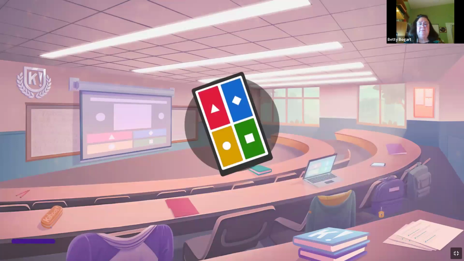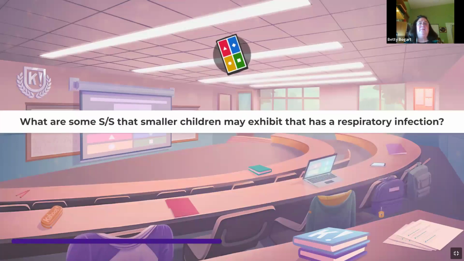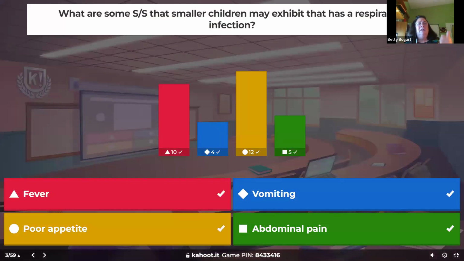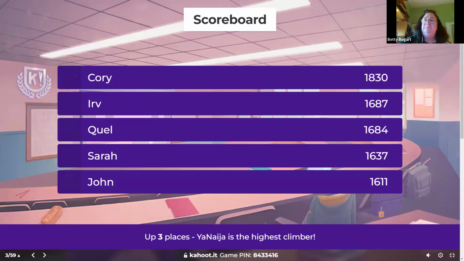A multi. What are some signs and symptoms that smaller children may exhibit that have a respiratory infection? Remember, I told you, kids who are sick, what do they do? They stop eating, they sit in the corner, and you can tell. Sometimes pneumonia, even a urinary tract infection, fever, vomiting, stop eating. This is typical of a child that doesn't feel well.